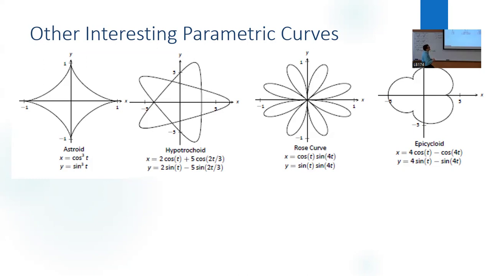One well-known parametric curve is a rose curve. A rose curve just has a bunch of petals. We'll see this in polar form too, but in parametric form, it's cosine t sine of 4t. And if you change that 4 into another number, like 5 or 6, then that changes the number of petals you get. All right, I'll show you that in just a moment.